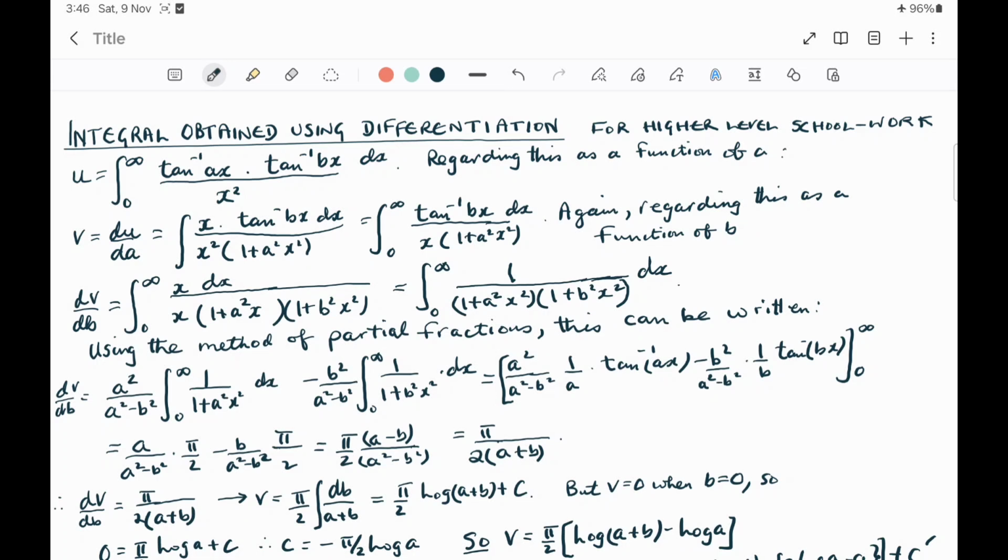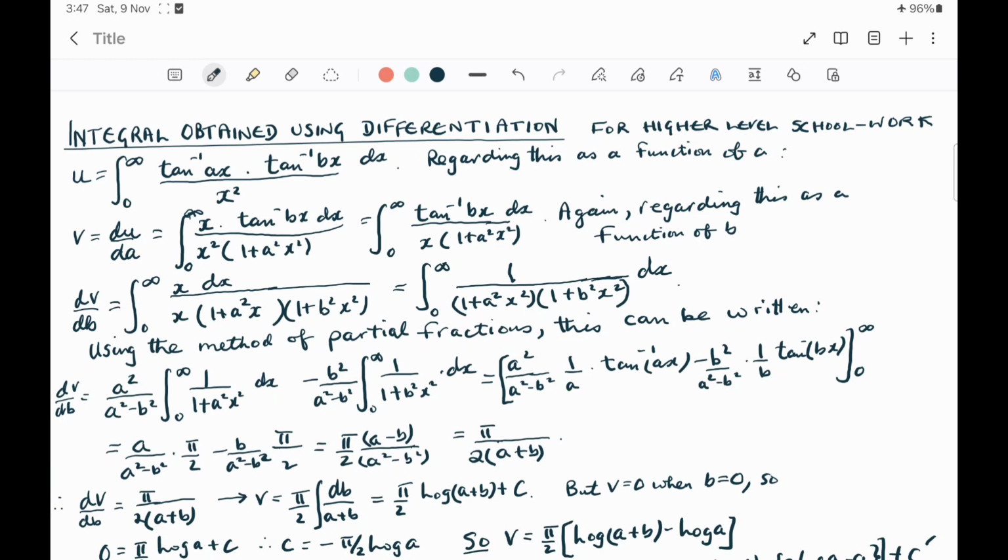Now, this can be regarded as a function of a, so we'll differentiate it and we call the differential v. So v equals du/da, which equals the integral between 0 and infinity of x tan inverse bx dx over x squared times 1 plus a squared x squared. That's differentiating the integrand with respect to a, and the x's partially cancel out, leaving us with the integral between 0 and infinity of tan inverse bx dx over x times 1 plus a squared x squared.